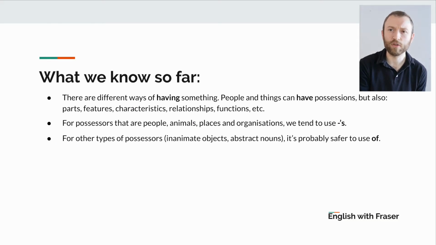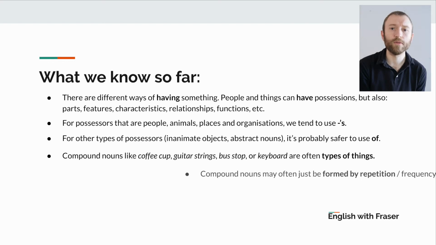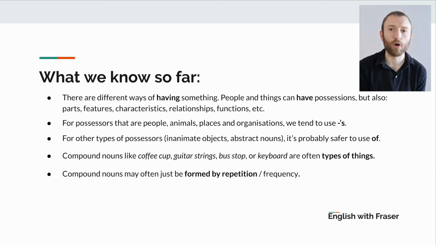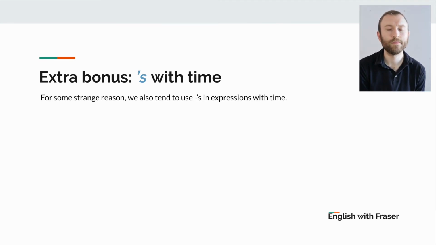So if we add our explanation of compound nouns into our summary, we see that compound nouns like coffee cup, guitar strings, bus stop, keyboard are often types of things, but compound nouns may often just be formed through words being used together frequently. As an extra bonus, I'm sorry I said that we were coming to the end, but there's one more little thing. It's important to know that we use apostrophe S with expressions of time for some strange reason.